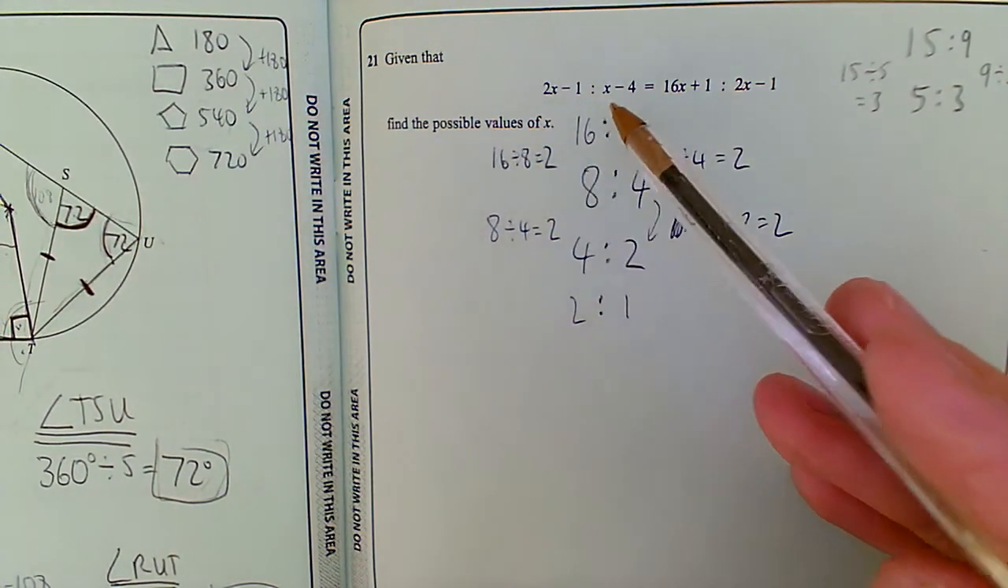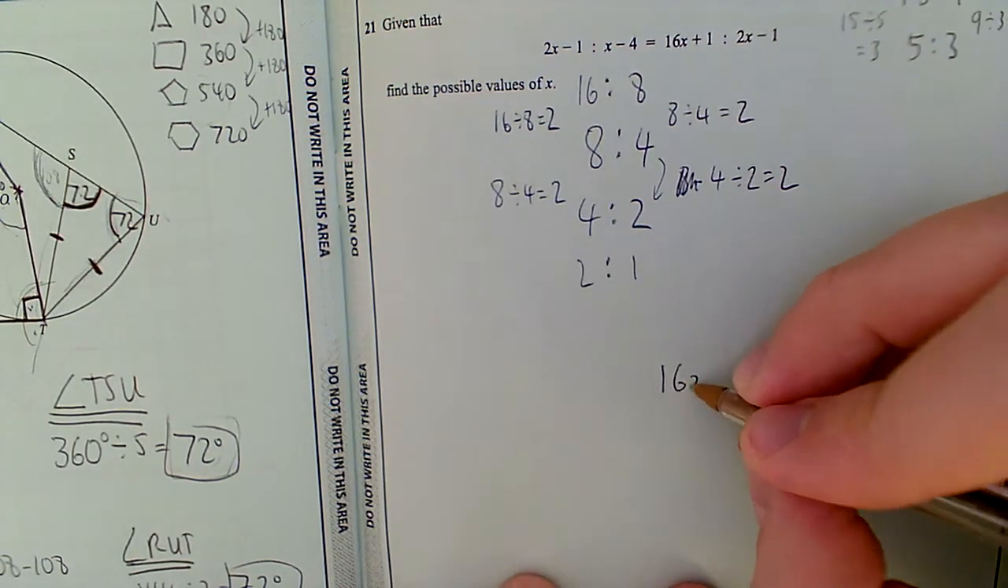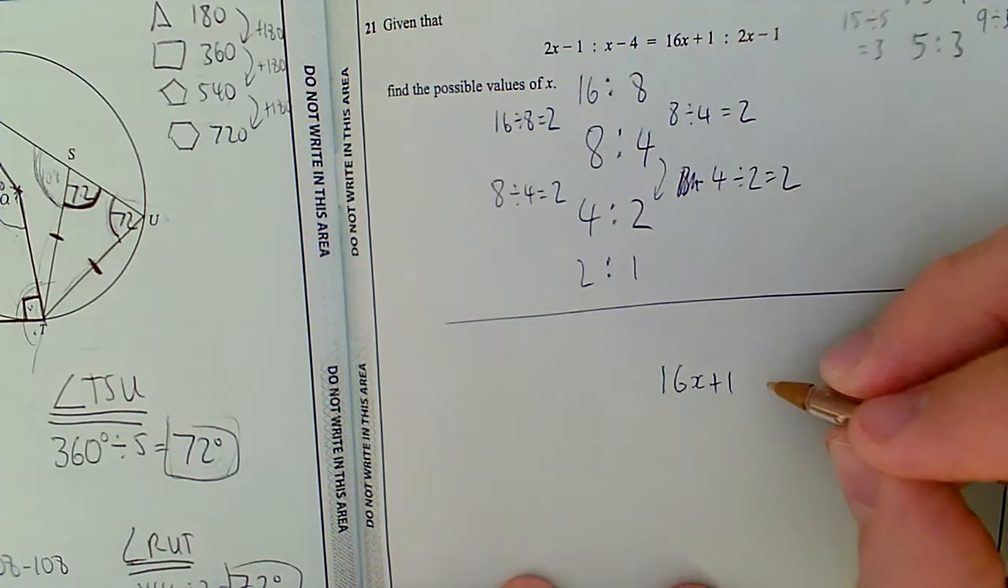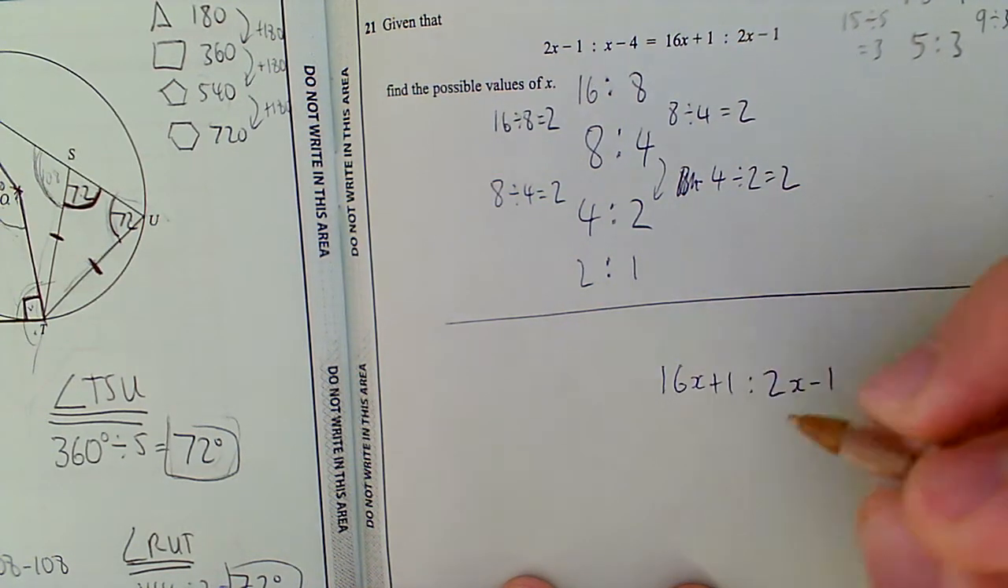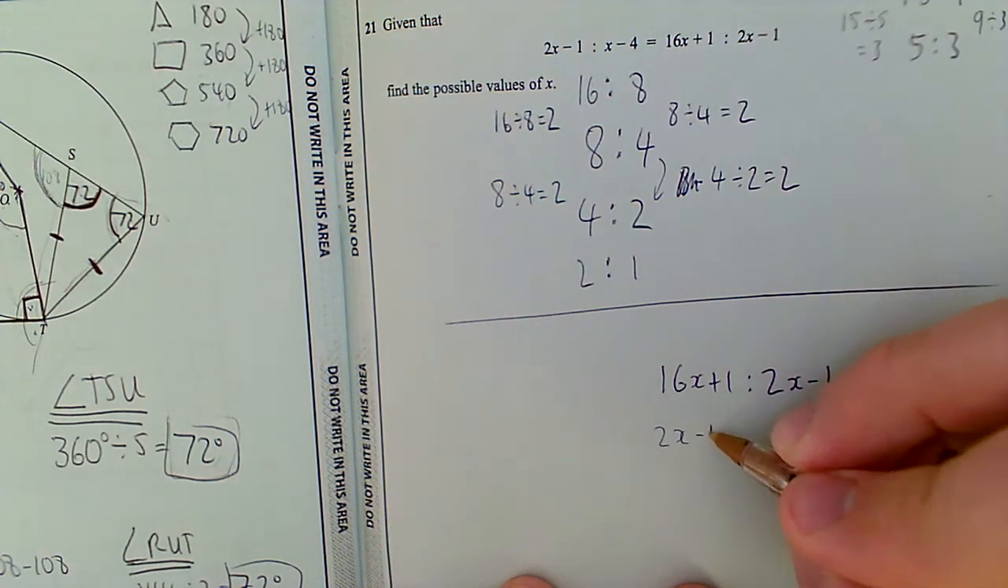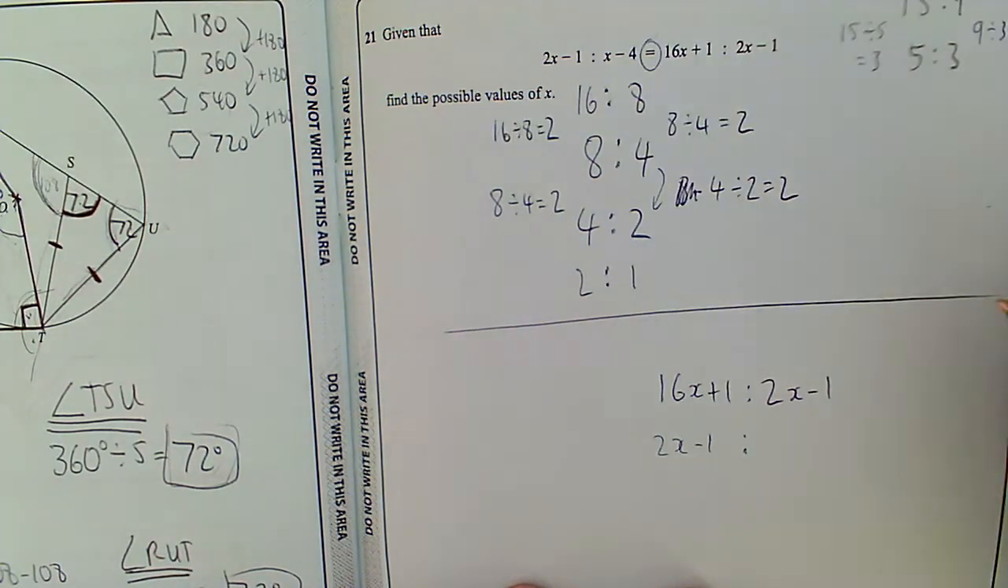If these ratios are the same, let me just write one of them above the other. So 16x plus 1, I'll put a line through so we can actually focus on this question, to 2x minus 1. Underneath it I'll write down the ratio which we're saying is equal. This just means that they're the same as each other, they're equal.